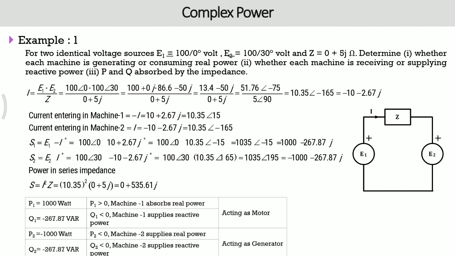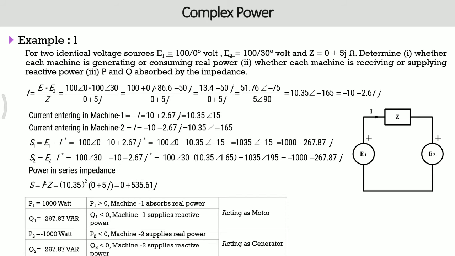And in the second, P2 is negative. It means that it supplies the real power. And we also got Q2 negative. It means that it supplies the reactive power also. So this machine supplies both real and reactive power, and a generator can do this work. So machine 1 is a motor and machine 2 is a generator.